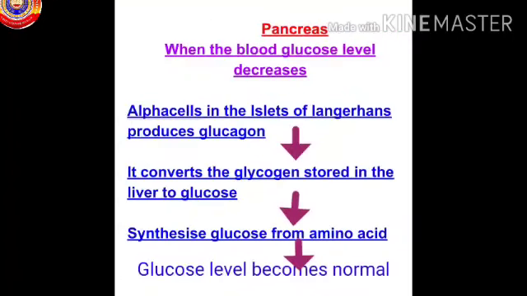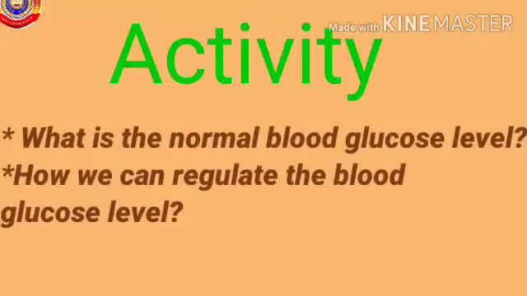When the blood glucose level decreases, the alpha cells in the islets of Langerhans secrete a hormone called glucagon. It converts glycogen, which is stored in the liver, to glucose, and it also synthesizes glucose from amino acids.